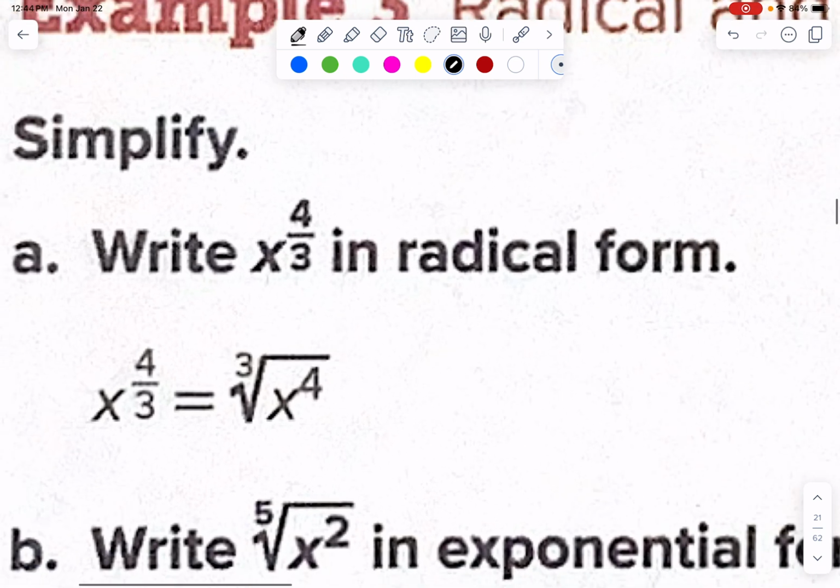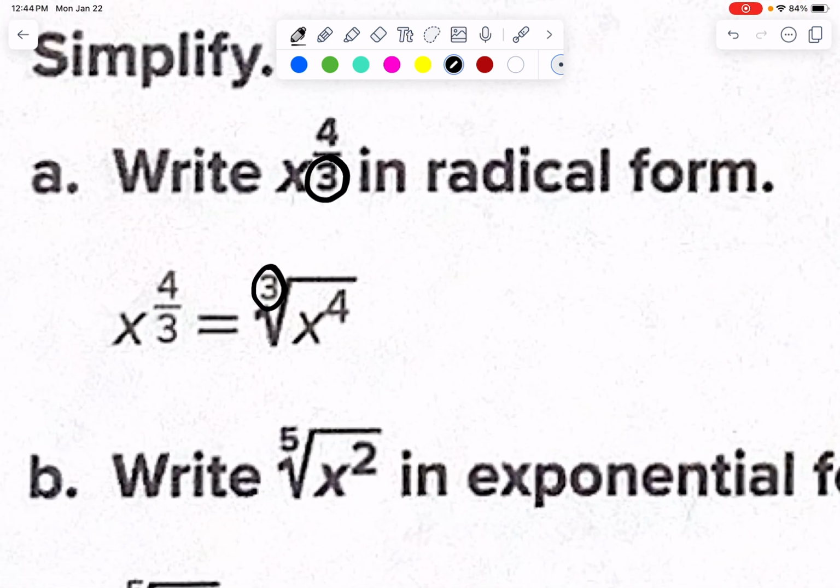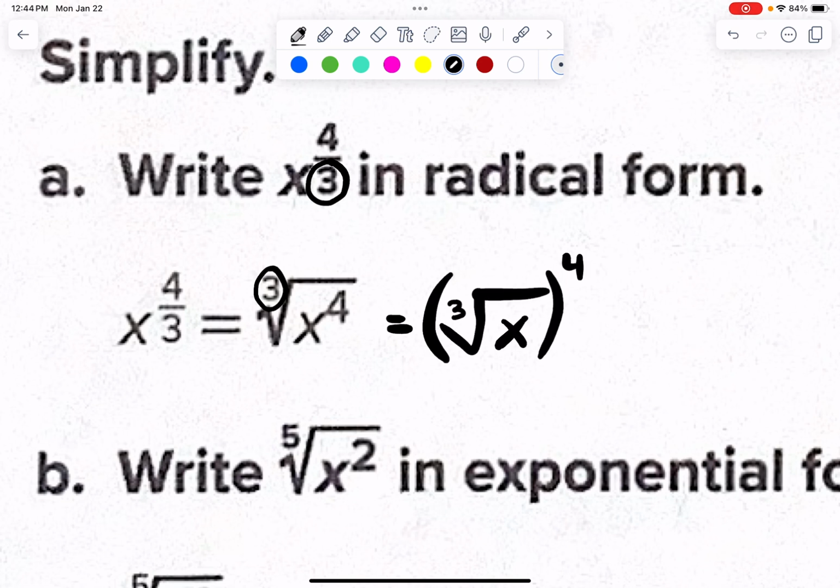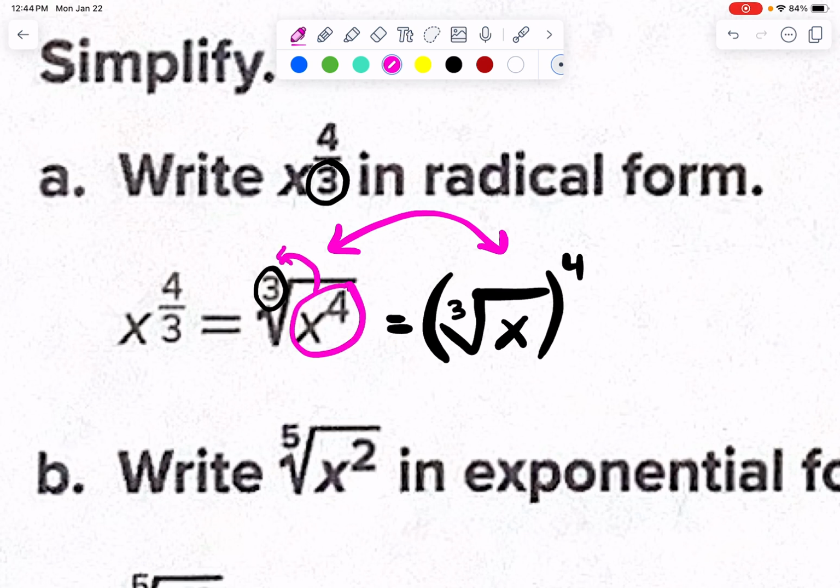They want us to write it in radical form, okay? So again, the bottom number tells me what the root is. Now this time, instead of writing it the way that we were seeing it before, which is this to the 4th power, they wrote the 4 underneath. And I am here to tell you that these two mean the same thing. It doesn't matter if you take the 4 underneath like that or take the 4 out on the other side. You can take it to the 4th power first and then take the cubic root, or you can take the cubic root first and then to the 4th power. It doesn't matter what order they go in, whichever one you prefer.